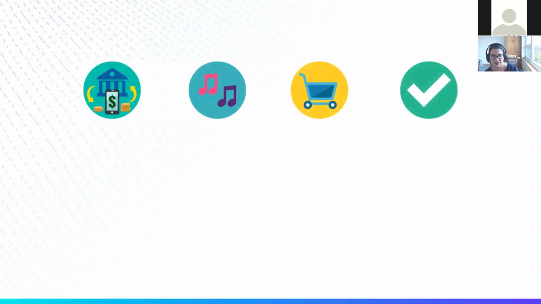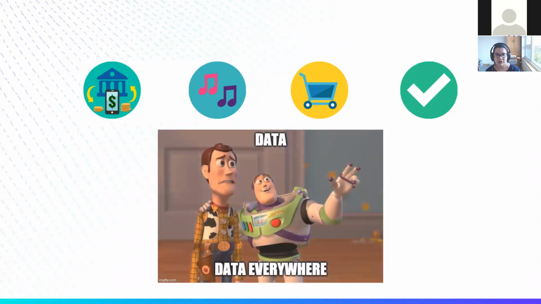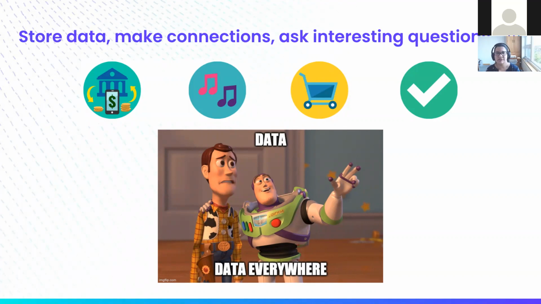So forget everything I just said, and let's go back to the basics and think about an app. If you consider any app, be it a financial app like a banking app, a music app like Spotify, an Amazon cart, or just a simple to-do list, all of the apps get data, manipulate data, and send out data. So all of it is just data. They store data, they make interesting connections between the data, and they ask interesting questions of the data.